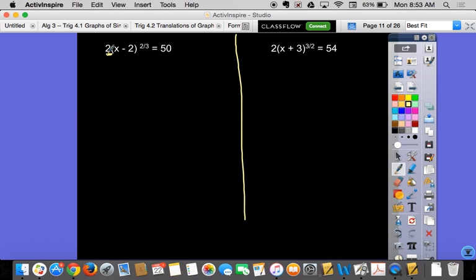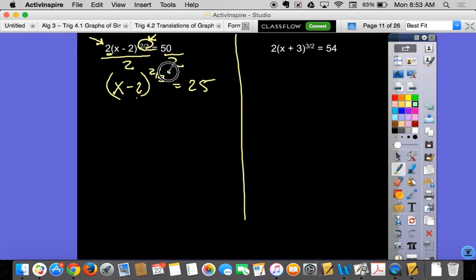Same thing as before. You see this 2 on the outside? You've got to get rid of him first before you can even start contemplating this fractional exponent or the rational exponent. So let's divide through by 2. Don't get distracted by the rational exponent. That's going to leave x minus 2 raised to the 2/3 equals 25. Okay, now you have the group raised to the rational exponent. That's your focus now. To cancel that out so that you can have access to the x, you want the reciprocal of that power, which is 3/2.